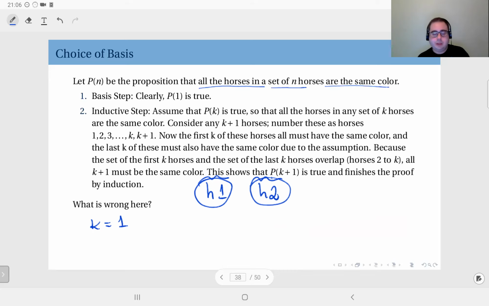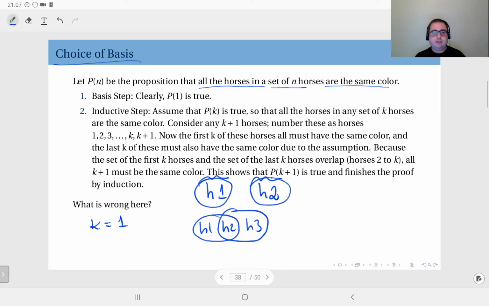So we cannot actually conclude that both of them will have the same color. So what is the problem here? The problem here was the selection of the basis. The basis step should have been n equals 2, because only then, if you have 2 horses, h1, h2, and h3 is added, when you look at the first 2 and the last 2, there will be an overlap. For this to be true, your basis step should have been 2, in which case the basis step would have failed, obviously. So this would not be a valid proof.